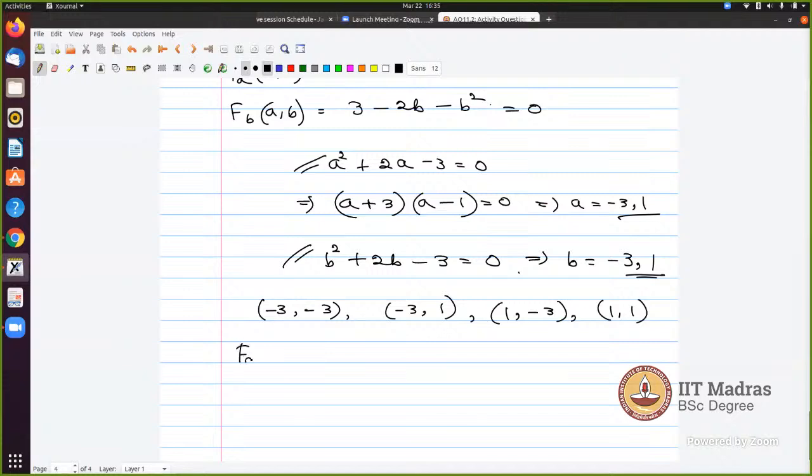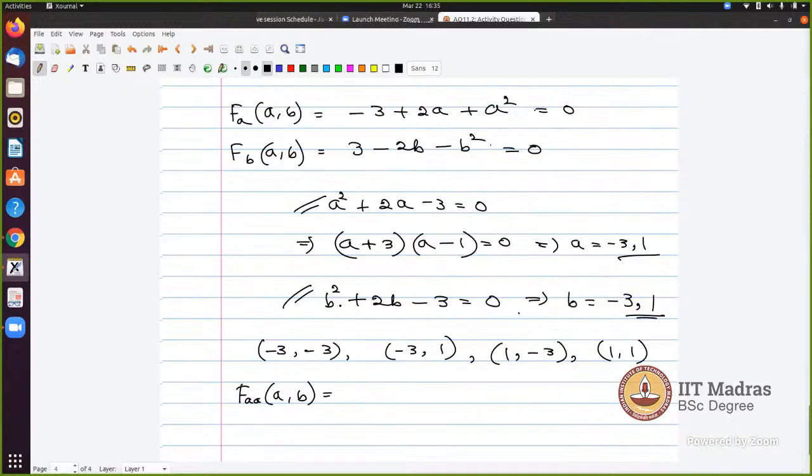So basically, we have to find f of aa, right? What is f of aa? 2 plus 2a. Correct. f of ab is 0, and f of bb is 2 minus 2b. Correct. Okay, so this is at a comma b.